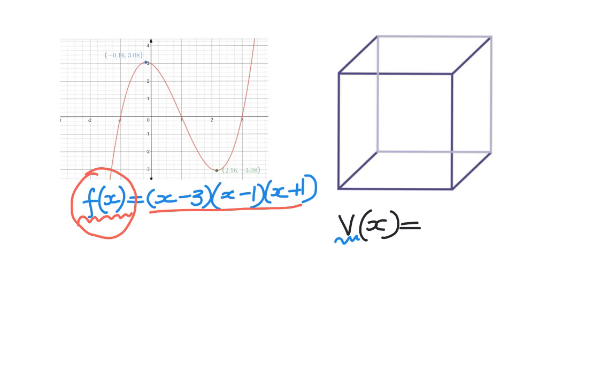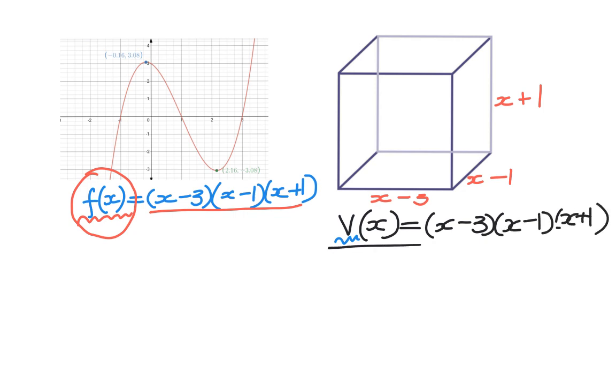So now I'm looking at a box with the dimensions x minus 3, x minus 1, x plus 1. It's not to scale, it's just a box with the dimensions. Therefore, the volume of this box will also be (x - 3)(x - 1)(x + 1). The volume of this box is also a function of x.